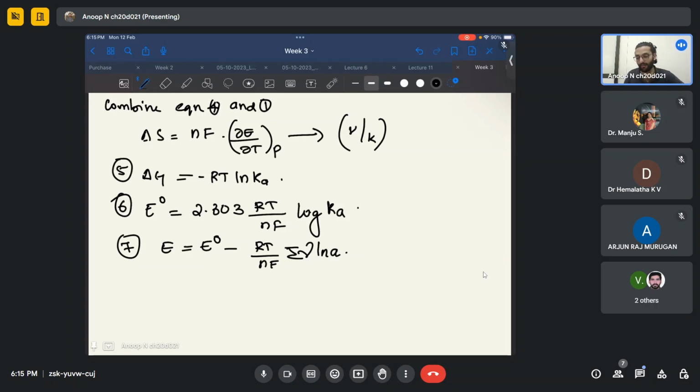I'll directly come to a question asked in the last class. Why is E cell equal to 0 at equilibrium? We have solved a problem, right? Does anyone have an answer for this one? Why will E cell be taken as 0 at equilibrium?